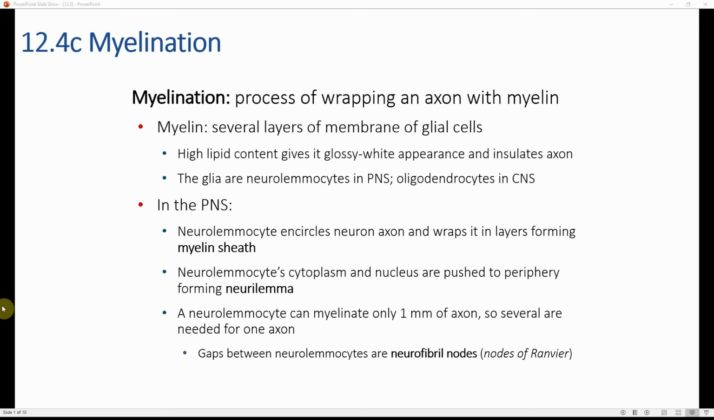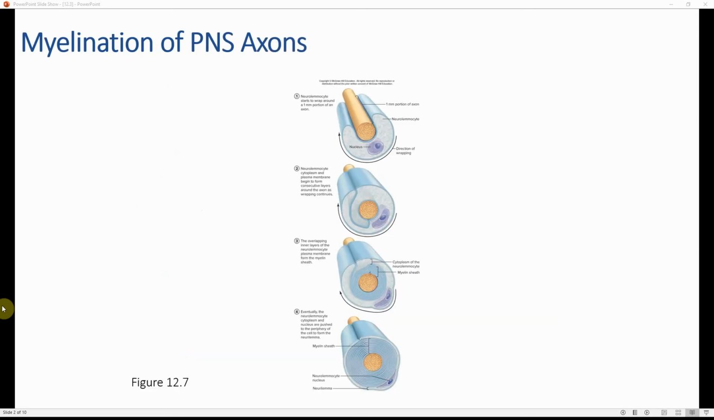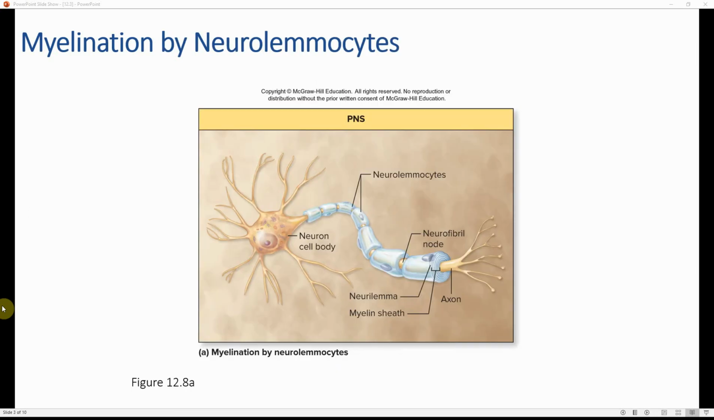Here you can see a single axon, a single 1 millimeter portion of an axon, and then we're going to take our Schwann cell, because this is in the peripheral nervous system, and we're going to wrap it around again and again and again, and that's going to electrically insulate and also slightly help protect the axon. The cytoplasm and the nucleus have been pushed to the side and are forming this little bump over here called the neurolemma. Here's another picture of a neuron. You can see the axon here has been wrapped up with the Schwann cells or the neurolemmacytes, and in between them are those gaps that we call the nodes of Ranvier. Those nodes of Ranvier are going to become really important.